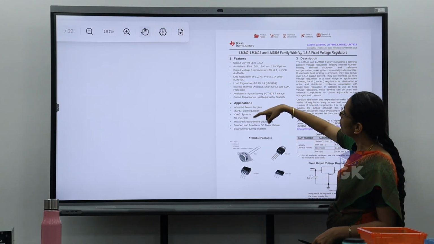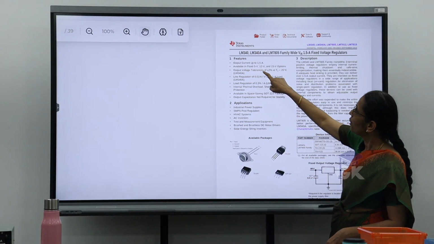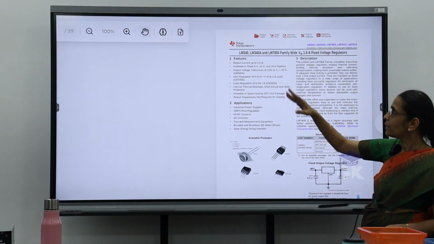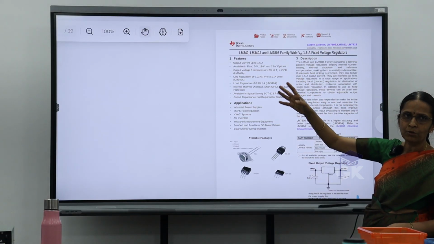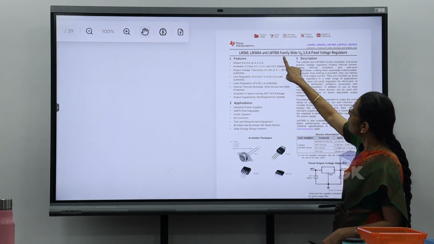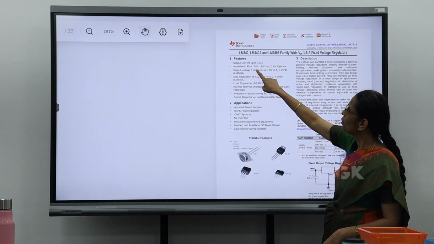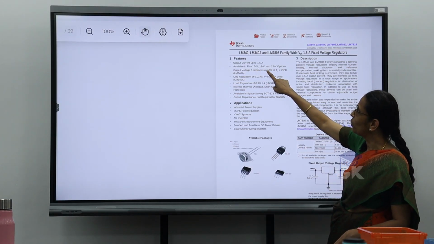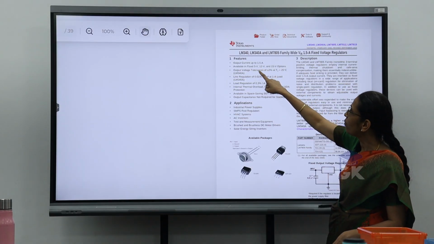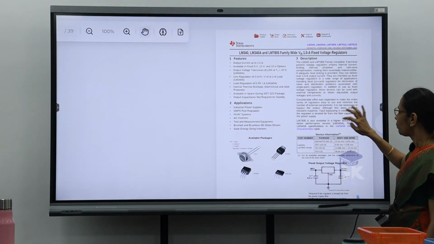So now here are the features of this particular IC that is being listed. Here you can see it says a maximum output current up to 1.5. It's addressed for all of the LM340 ICs as well as for the 7805 series, and it is given 7805 family wide. 7805 is available, 7812 is available, 7815 is available. Means it gives me 5 volt, 12 volt as well as 15 volt at the output.